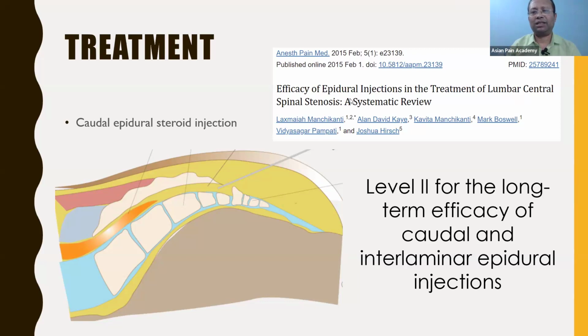You can see there are multiple studies actually. Efficacy of epidural injection in treatment of lumbar central spinal stenosis. Here it is a systematic review, and there is efficacy. It may be level 2, but we also do this regularly in clinical practice and we get good results. These patients, of course, one can say they should go for surgery. You advise surgery, of course. These are structural abnormalities, and with one simple intervention you cannot remove the structural abnormality.